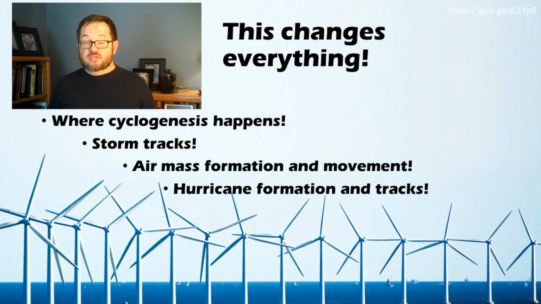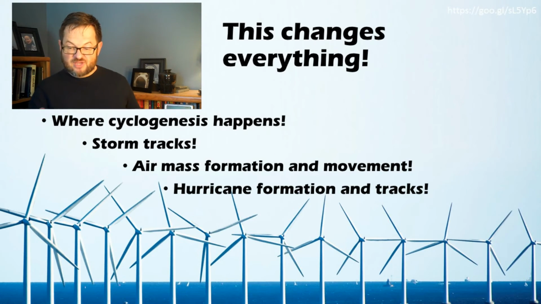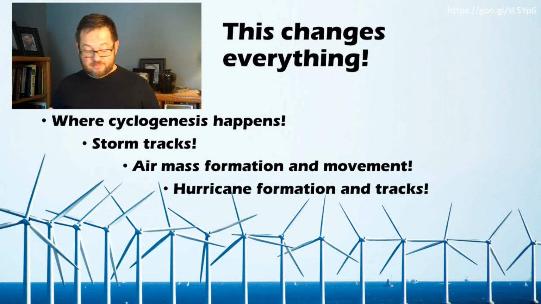And this changes everything, because changing where the jet streams are and where troughs and ridges are changes where cyclogenesis is going to be happening. So we're going to have different areas where storms are going to be created and changing the track of the path that the cyclones and so on are following. It's going to change where air masses form. It's going to change how air masses move, which is going to be changing where fronts are coming through. Remember, fronts are kind of the leading edge of those air masses as they move.